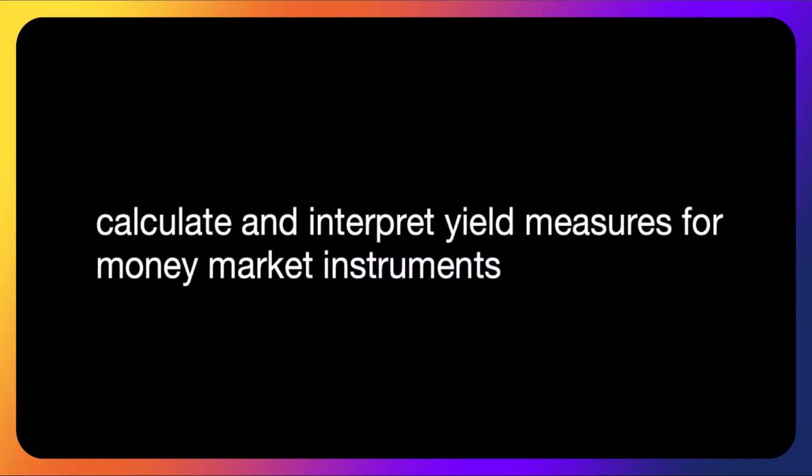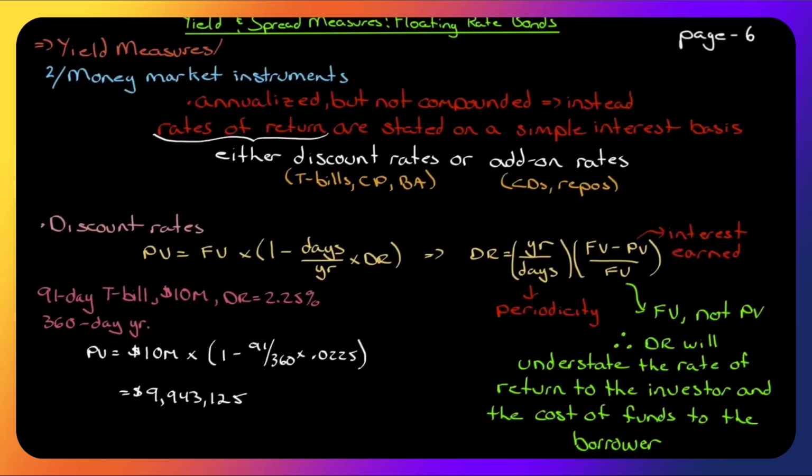Calculate and interpret yield measures for money market instruments. Another calculate here. So that means we've done yield measures and spreads for fixed rate bonds, for floating rate bonds, and now we're looking at money market instruments. All right, we've looked at yield measures for fixed rate, for floating rate. Now we're going to look at yield measures for money market instruments.